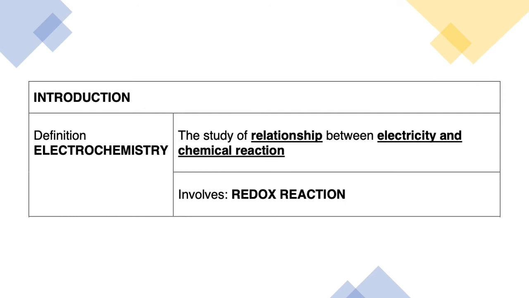Like in the previous chapter, if you remember the word thermochemistry, it is the study of the relationship between heat and chemical reaction. The same thing goes for electrochemistry, where we are going to study the relationship between electro, which is electricity, and chemical reaction. There is one thing that is related to electrochemistry, which is redox reaction.